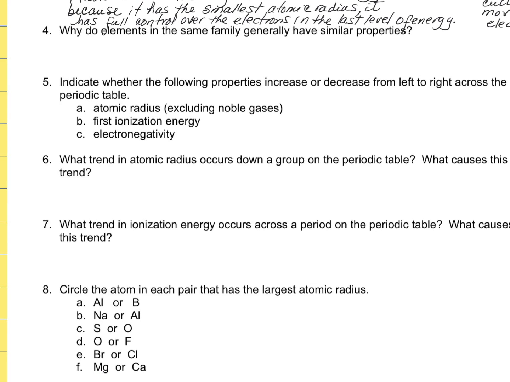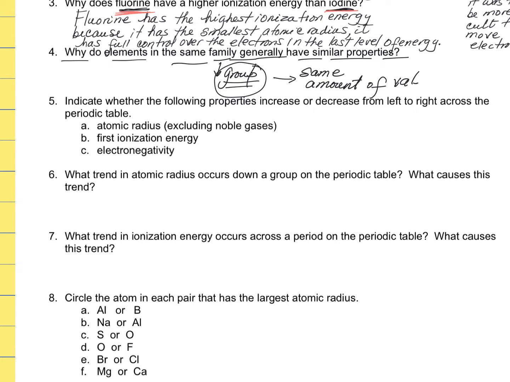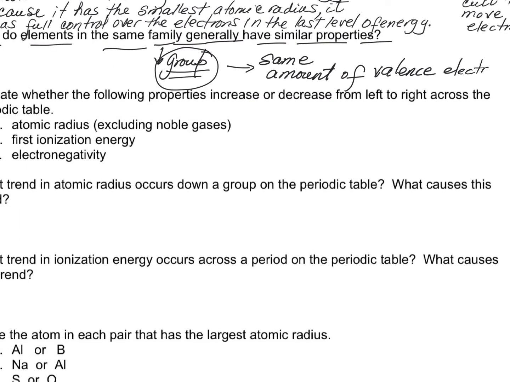Now, question number 4. Remember that 1 and 2 were solved in the video that I was posting before. Why do elements in the same family generally have similar properties? Family means the same group. If you don't know this, or you don't remember, the elements that are located in the same group have the same amount of valence electrons. Valence electrons are the electrons that are located in the last level of energy.